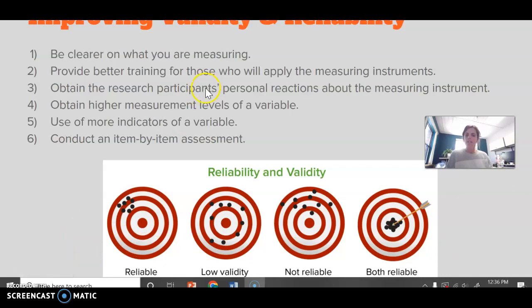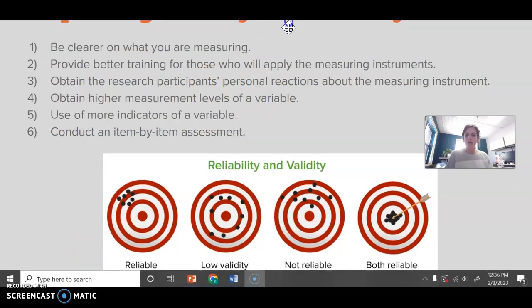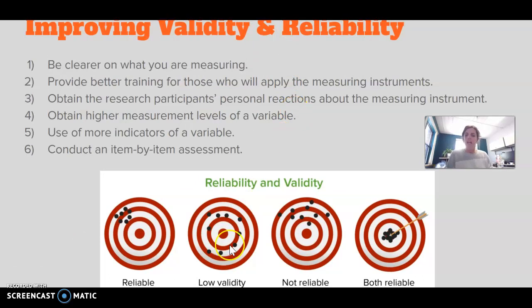As you can see here, we have a little target, and I talked a little bit about the target in class. This has high reliability. They're all in the same spot. So you're getting consistent answers, but they're not really on target and valid. Just because something's reliable does not mean it is necessarily valid. This has low reliability and low validity. It's all over the map, and it's not really consistent. This is not reliable, not valid, and then this is both reliable and valid.